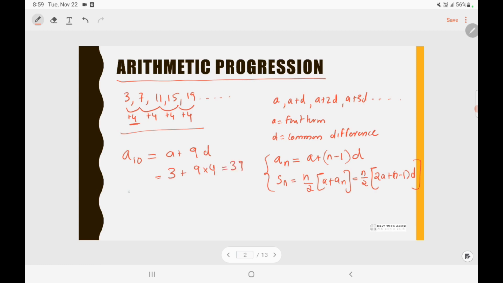Also, if you are asked to find out the sum of the first 10 terms, then you need to use this formula, that is n by 2 into 2a plus n minus 1 into d. So n is 10, so you will get 5 here. 2 into a, where a is 3, you will get 6. n minus 1 is 9. 9 into d, d is 4, so 9 into 4 is 36. So you will get 42 into 5, you will get 210. Okay, so these are the concepts about arithmetic progression.